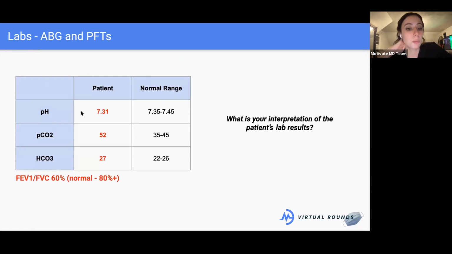If we look, his pH is 7.31, which is low. When your pH is lower than normal, that's called acidotic. His PCO2 is 52, which is higher than normal. And his bicarb is 27, which is also higher than normal.